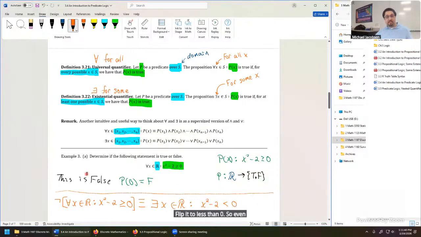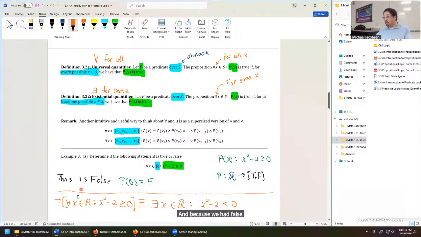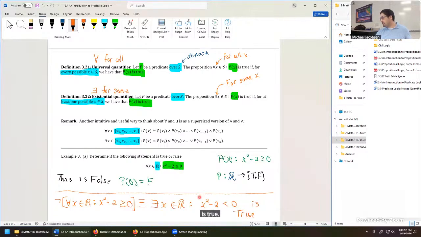So even though this problem is done here, this is still a kind of useful thought. We're going to be negating these quantified statements. And because we had false here, the negation of something that is false tells us that this brand new statement here on the right is true. There really will exist some real number x such that this is negative.